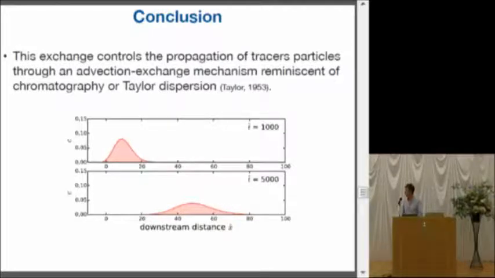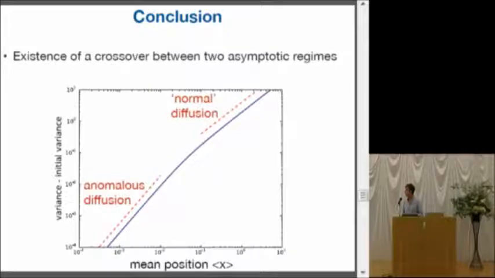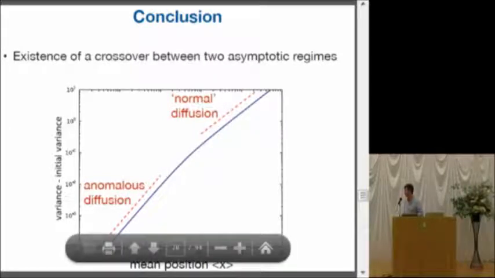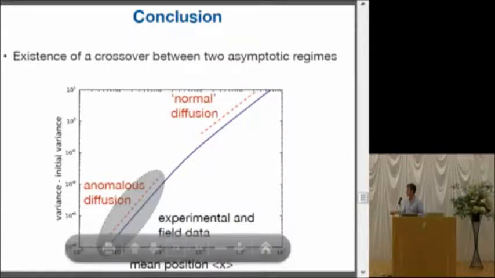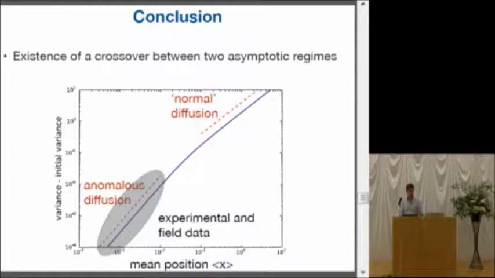And now, the erosion deposition model predicts the existence of a crossover between two asymptotic regimes. So again, a short-time asymptotic regime, which is compatible with anomalous spreading of the mass of tracers, and a longer-time asymptotic regime, which would be compatible with normal diffusion of the grains. But so far, all the experimental data and all the field data that I've been able to gather only exhibit the anomalous diffusion regime, so the 3/2 power law regime.